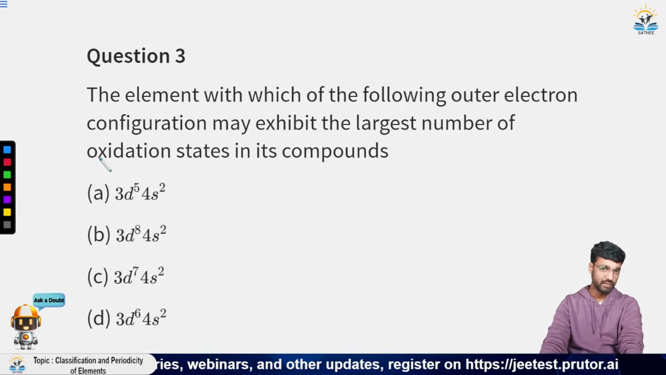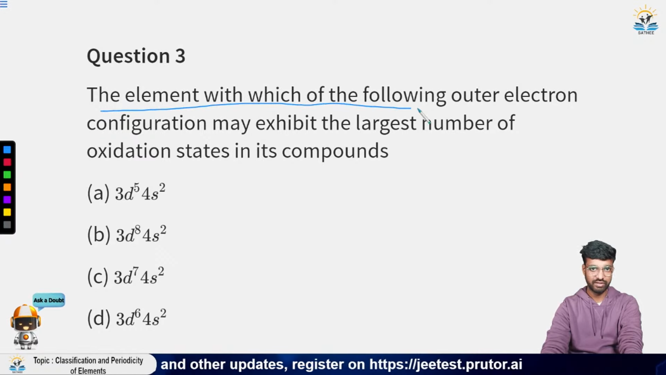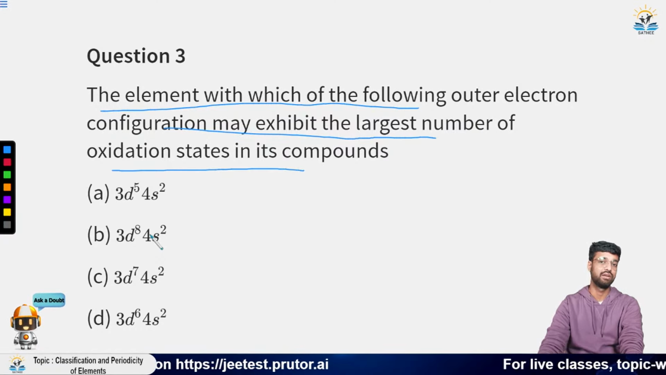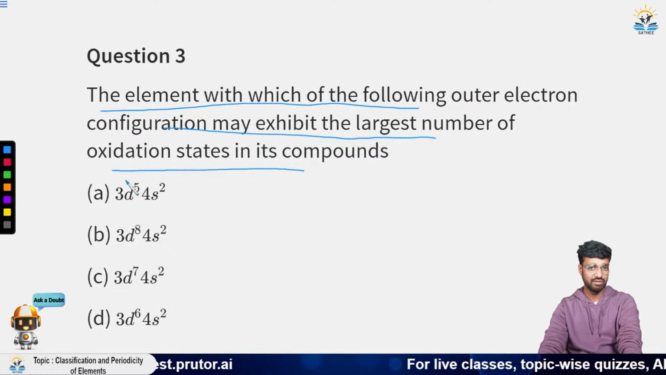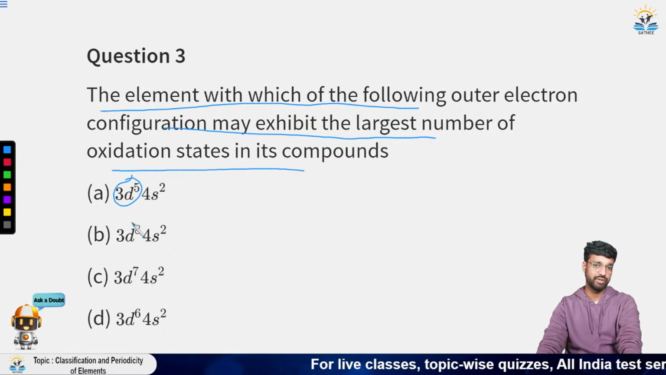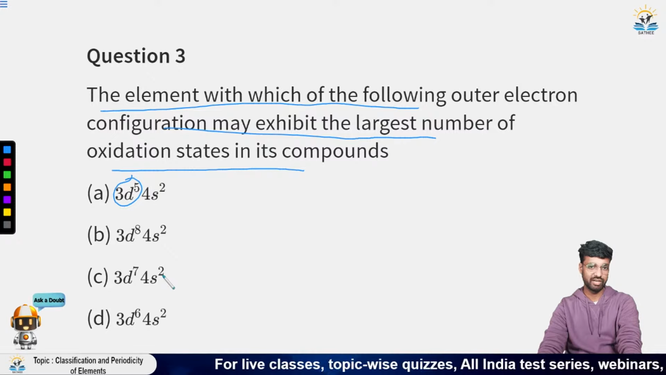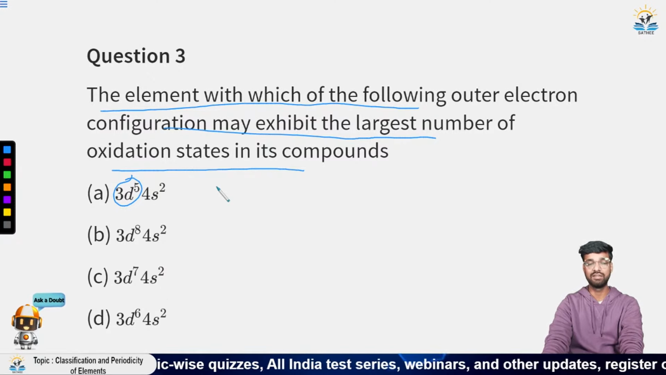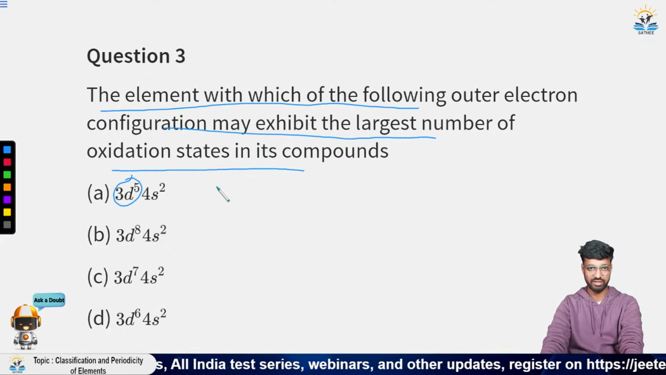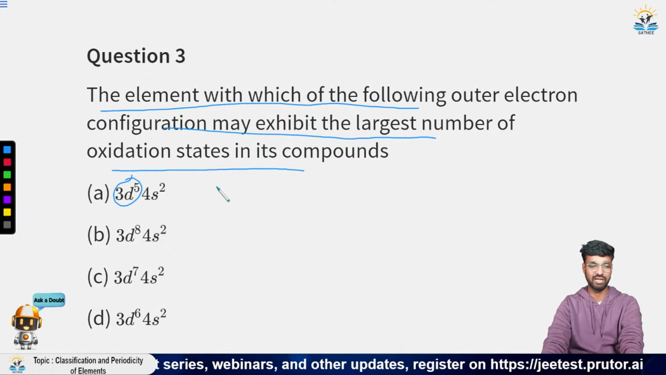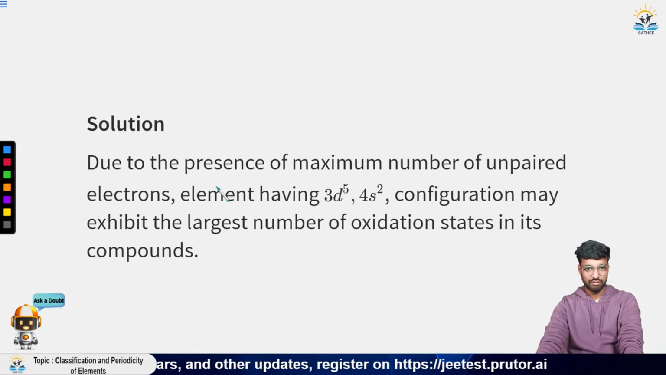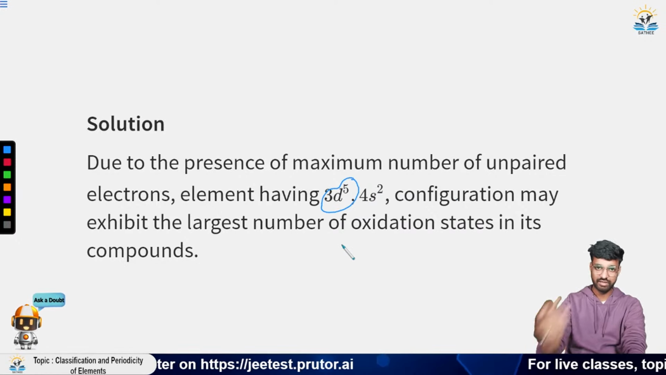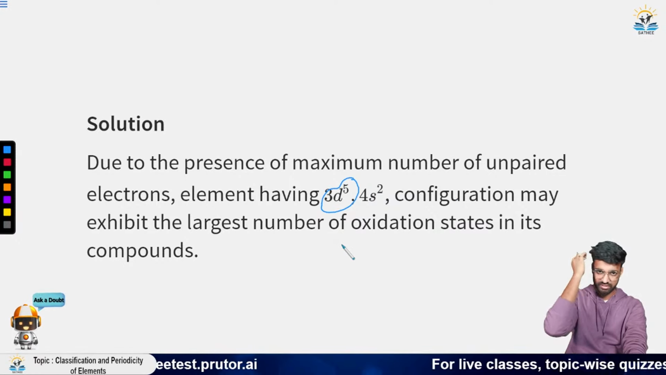Now, which of the following outer electron configurations may exhibit the largest number of oxidation states? Oxidation state is variable in the case of d orbitals, and we know very well that variable oxidation state is mainly shown by transition metal elements. Those who have completed the syllabus may know this, but we will see it in the transition metal elements or D and F block elements as well. So 3d5 will show variable oxidation states because it exhibits the largest number of oxidation states.